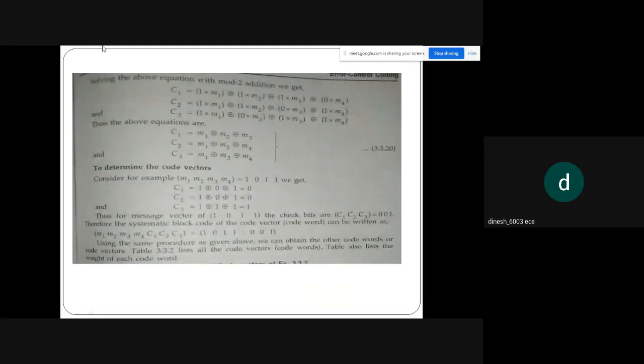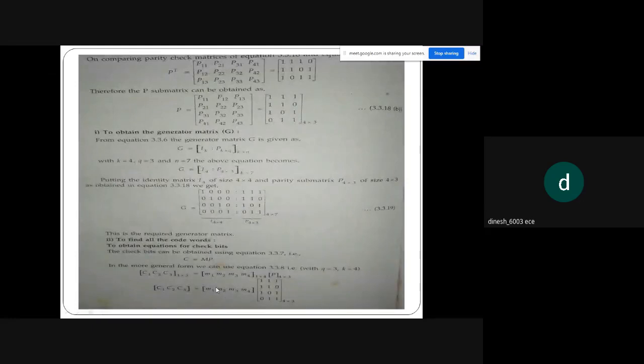So the next method is easier. How to find C1, C2, C3? C1, C2, C3 can be easily found by just multiplying M1, M2, M3, M4 with the columns. Multiply this row with the first column for finding C1. For finding C2, multiply this row with the second column. For finding C3, multiply this row with the third column. So we will get it easily.